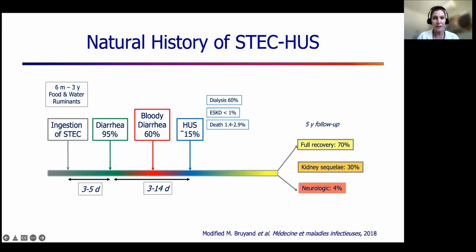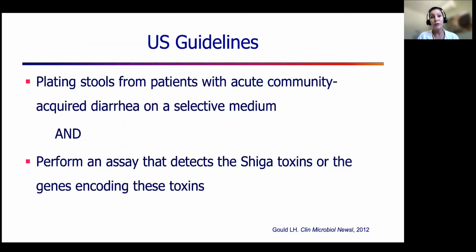What do we expect in STEC? A full recovery in 70% of patients. Some patients will have kidney sequela, and these patients have to be followed closely for hypertension and proteinuria. And some patients, although a smaller percentage of patients, may evolve with some kind of neurologic sequela. So these patients have to be followed closely.